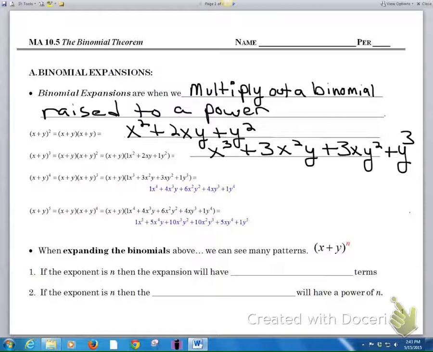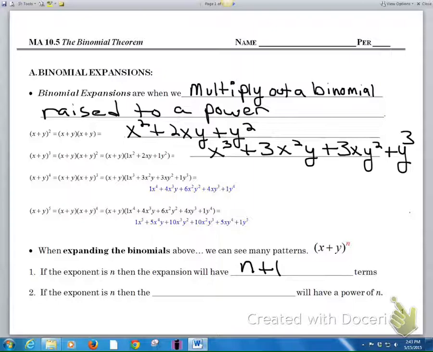And you can see that I have x plus y to the fourth already multiplied out and x plus y to the fifth. So I'm going to show you how to get those without having to go through long FOILing processes. If the exponent is n, then the expansion will have n plus 1 terms. So you notice (x + y) squared has 3 terms. (x + y) cubed has 4 terms, and so on.